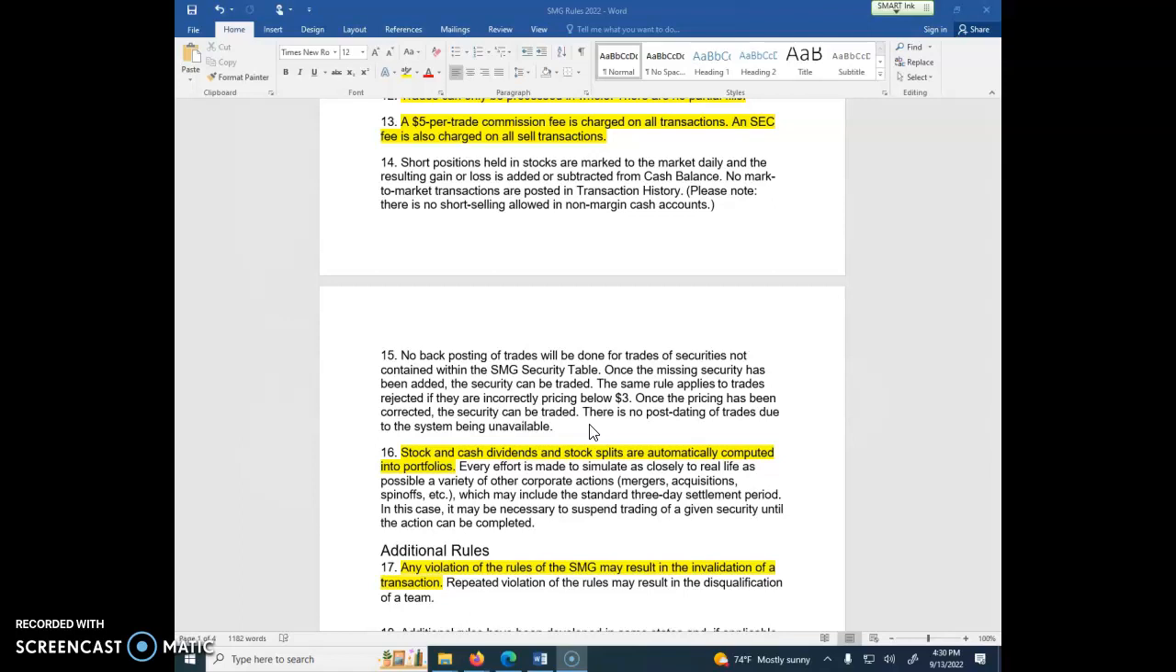When you receive a dividend in the stock market game, the game will automatically apply that dividend by buying more shares of the stock that actually paid the dividend. That will increase the value of your portfolio, and that's a good thing. You will receive dividends.